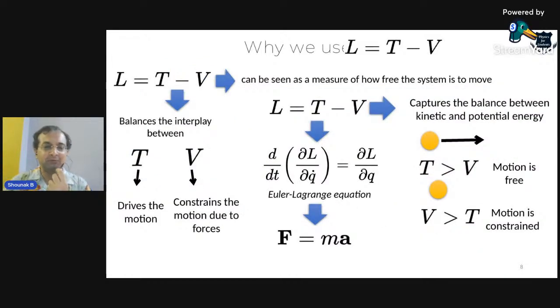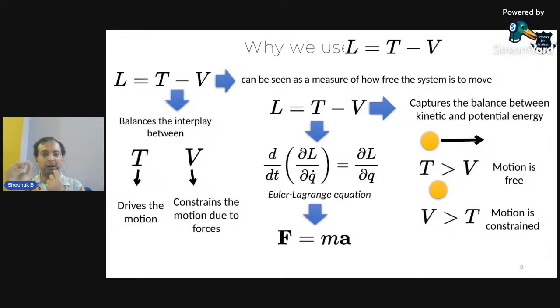Now here you can see I have taken L equals T minus V. Why have I taken L equals T minus V? Because we can measure how freely the system moves. So it balances the interplay between kinetic and potential energy. Kinetic energy T drives the motion, and V is the constraint on the motion. It is also important to know that from the Lagrangian L equals T minus V, we get the Euler-Lagrange equation. We will look at what an Euler-Lagrange equation is. And this Euler-Lagrange equation again returns us back to Newton's second law.